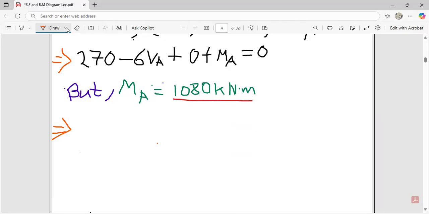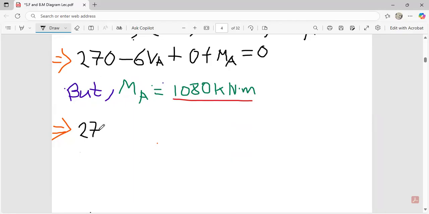Okay, good. So what do we do next? We're going to write 270 minus 6VA. Now, the zero, we can even omit it. Plus hot. Now, in place of the M, we're going to put hot, then 80. Good. We can hide the unit somewhere.